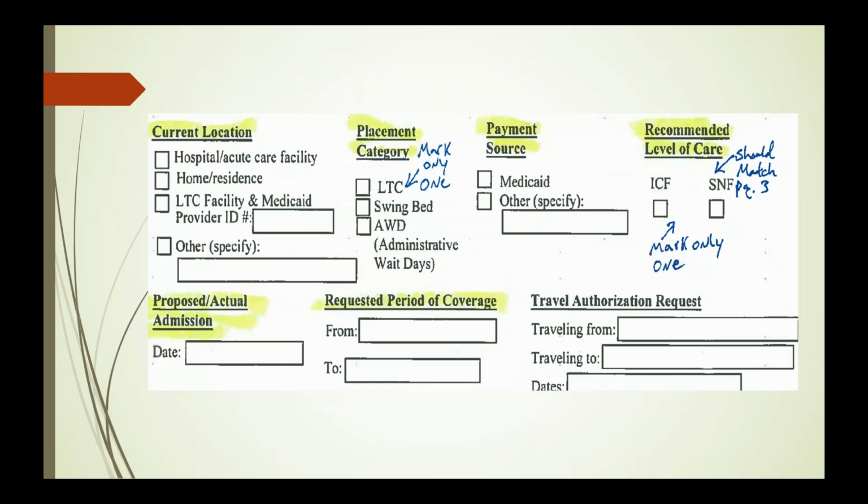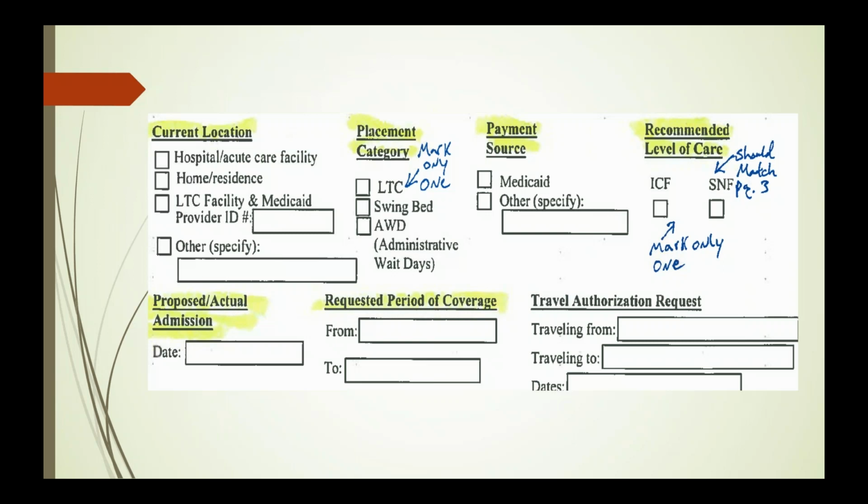Okay, so for current location, for the initials, we're looking for where the person is. Of course, the reauthorization, this is just going to be continuation of where the person is. The placement category is very important when you're working with a facility to admit them into a hospital. A lot of facilities have multiple numbers, so the placement category needs to match the ID number for the facility.